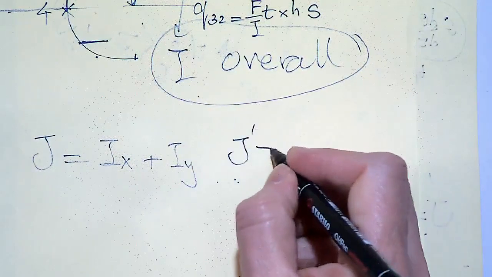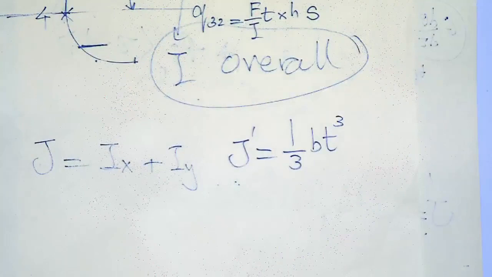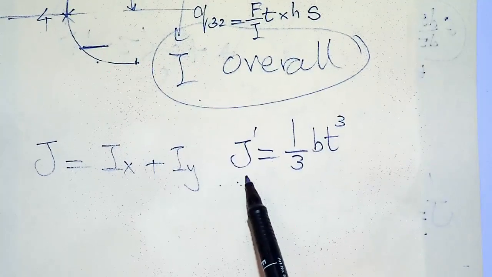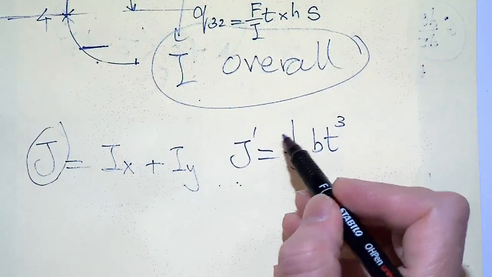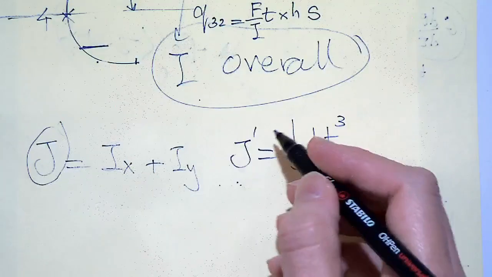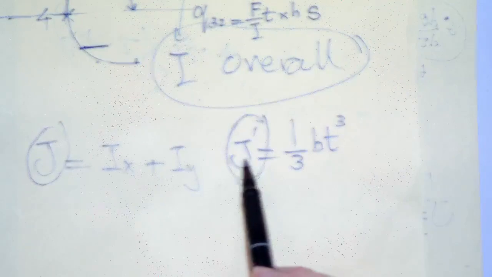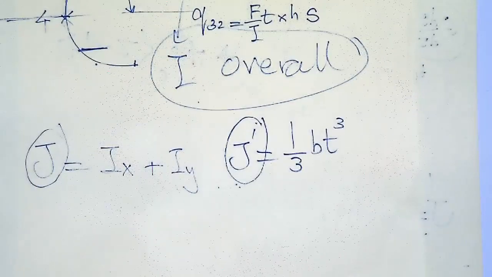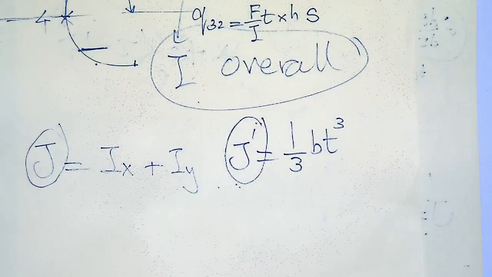J prime, which is defined for a uniform thickness open section, is called the torsional constant. It has nothing to do with the second moment of area. In books, they use the same symbol. In notes, I use J prime. I didn't want to confuse the students. We use J prime for it.